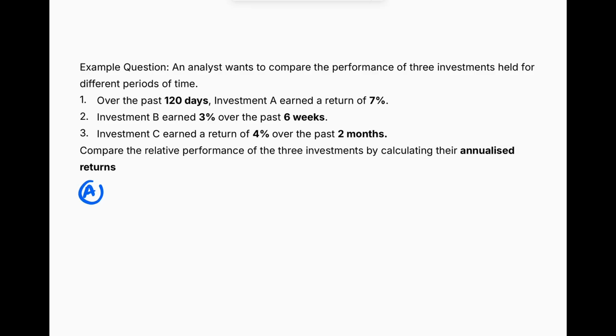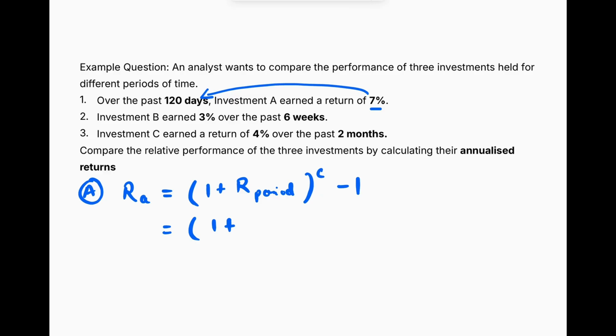So let's do it for A. Annualize. This is (1 + R period) to the power C, minus 1. The period is 120 days. So 1 plus this 7% is for 120 days. You can write it as 0.07, right? 0.07.